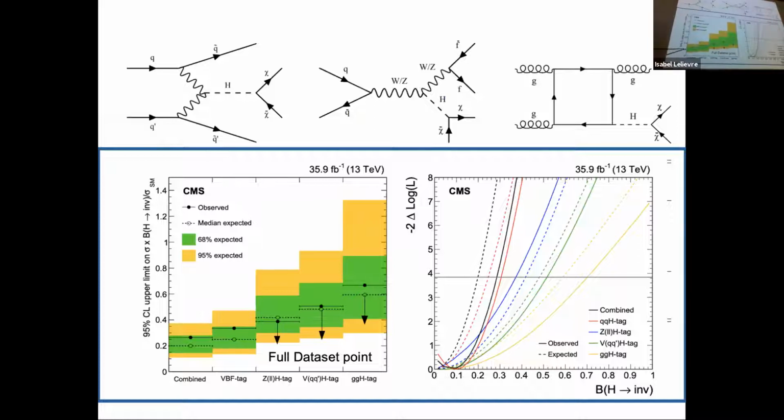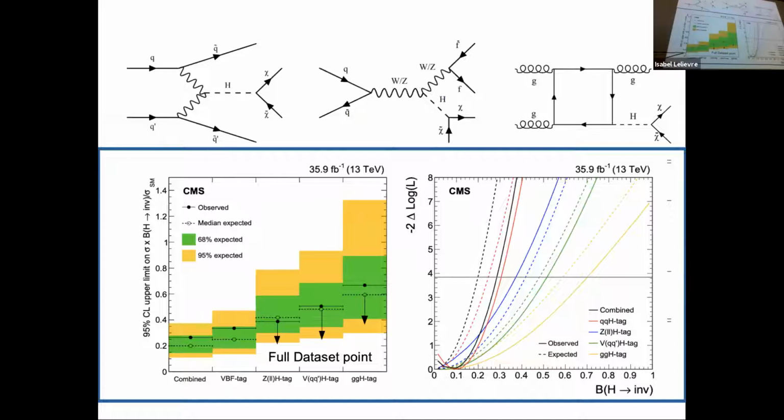So this plot says that at 26% branching ratio of Higgs to invisible, there's a 95% confidence that there's no signal there. So the 10 is the value of the vertical axis. This is an old plot, and so we're now at 10.